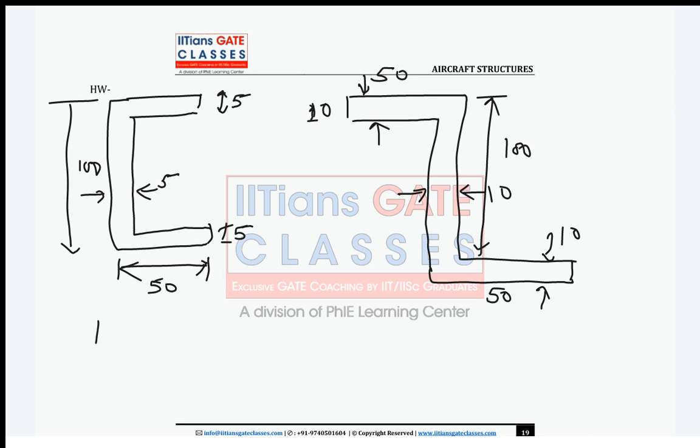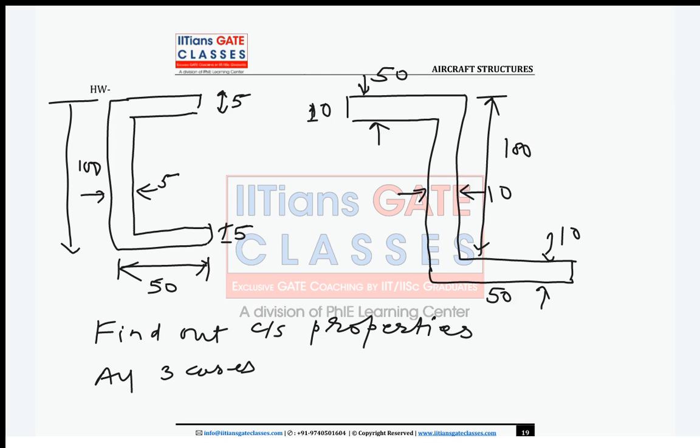What you have to find? Find out cross sectional properties. All three cases. First, actual dimension, thin walled approximation, and thin walled idealization. Clear? Amit, what to do?